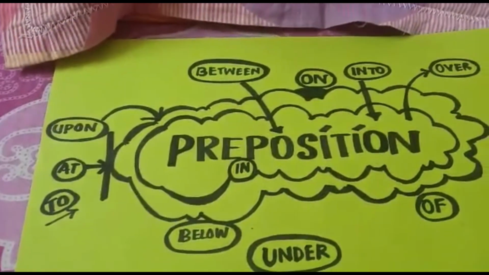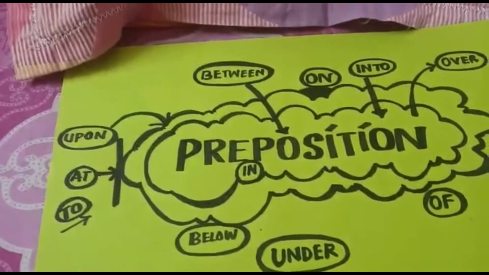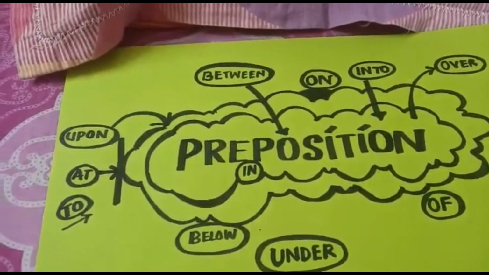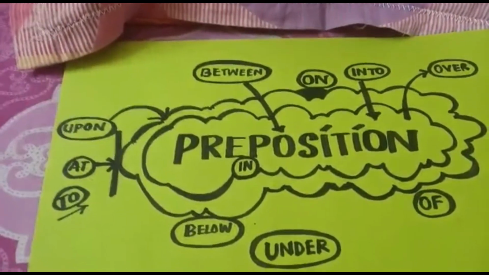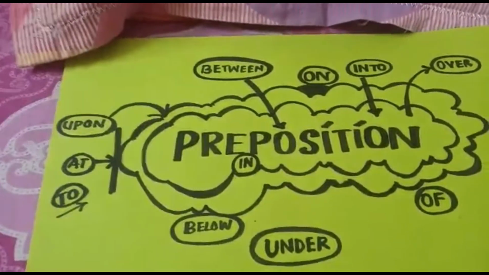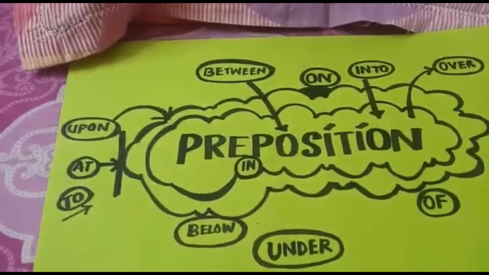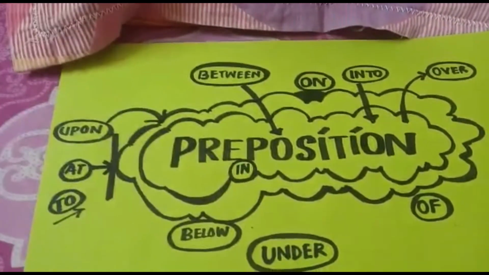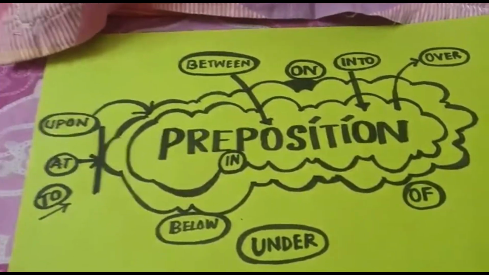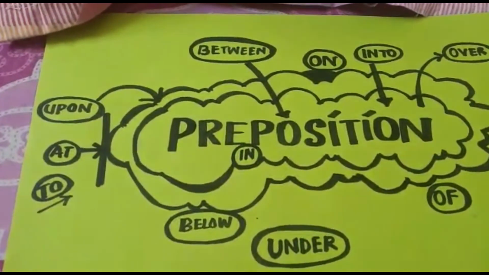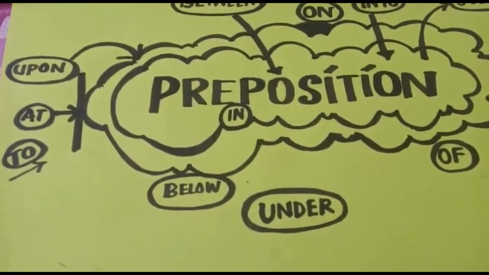For example, the table is one object and the cat is the other object, so the table has covered the other object. The cat is under the table, so the word under tells us the position of the cat with respect to the table. So we use under when one object is below or lower than the other object, and also when one object is covering the other object. I hope now under is also clear to you.